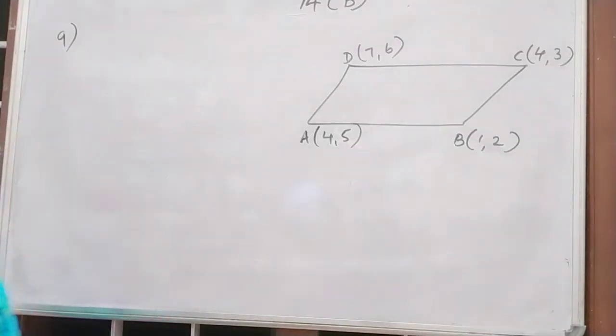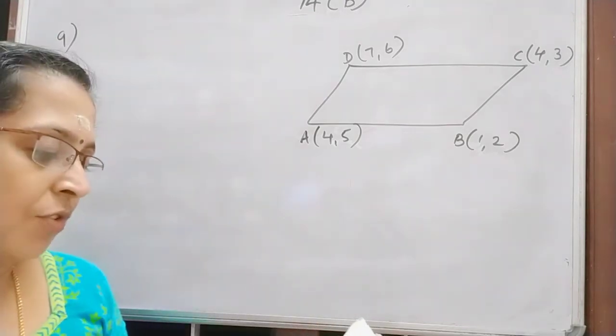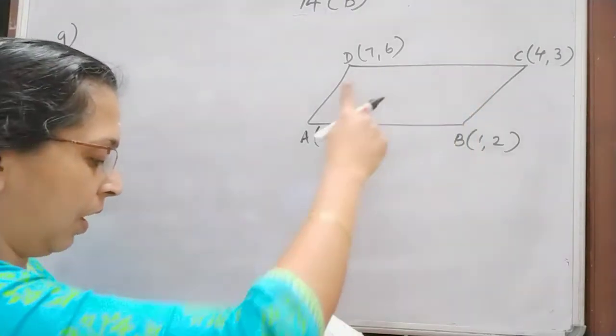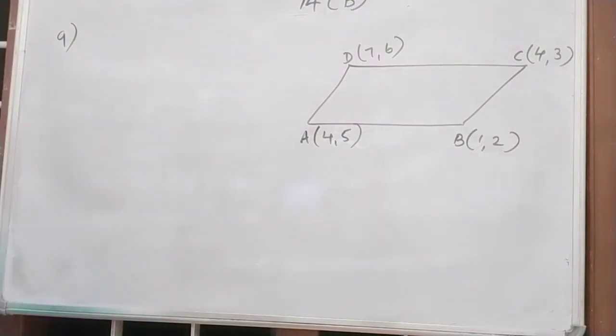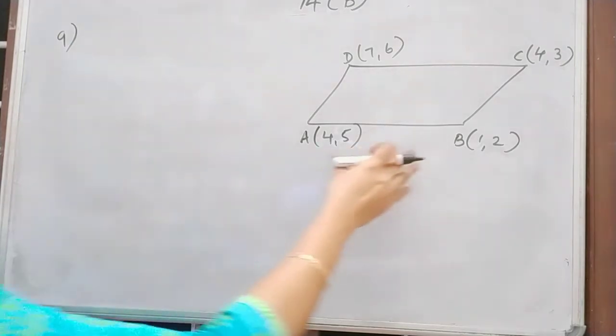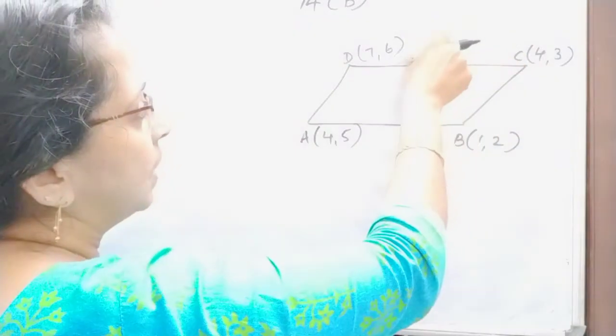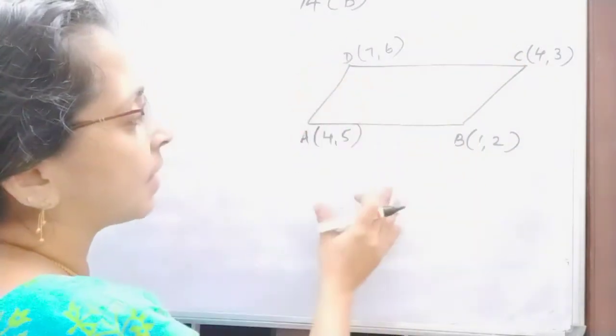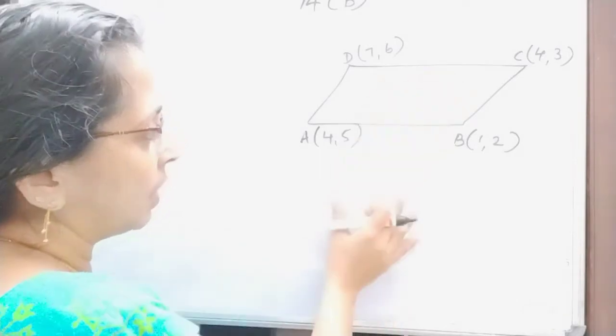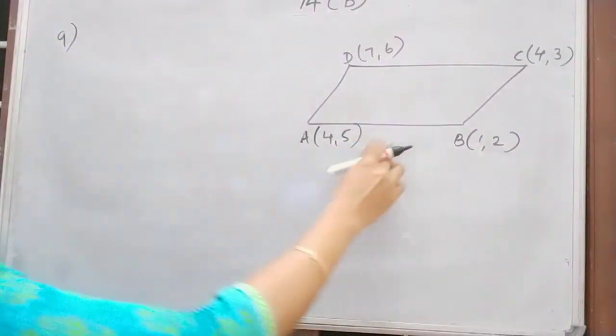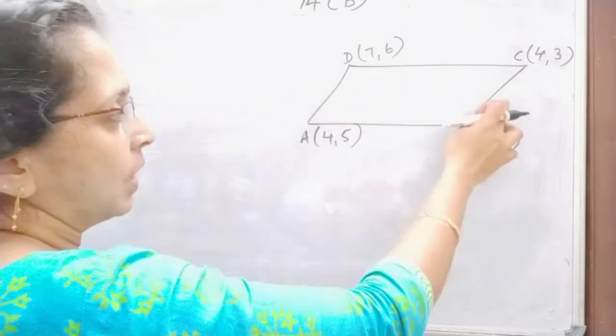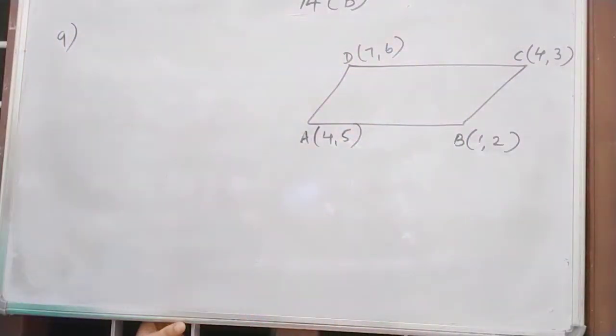Next, question number 9. Without using the distance formula, show that the points A, B, C, D are the vertices of a parallelogram. What is the peculiarity of a parallelogram? Opposite sides are equal, so we have to find the slope of AB, slope of BC, slope of CD and slope of AD. If these two are equal and these two are equal, we can say the opposite sides of a parallelogram are equal. So if the slopes are equal, we can say it is a parallelogram.